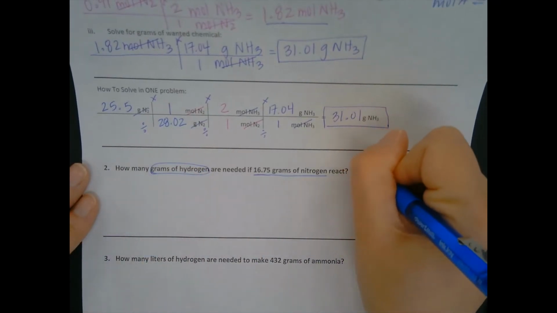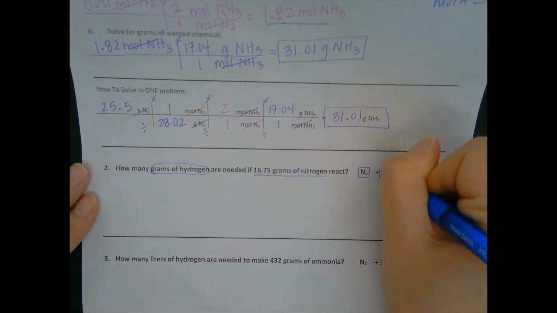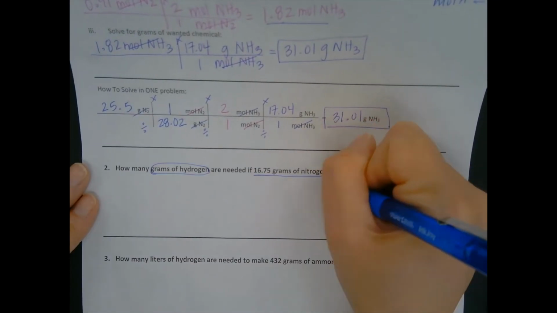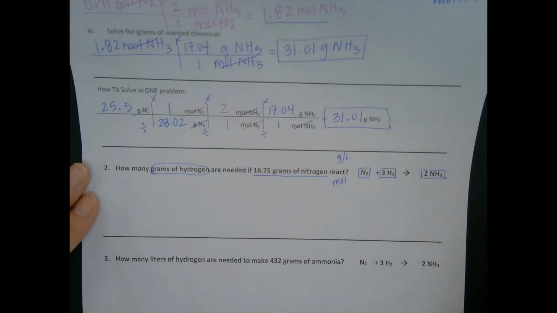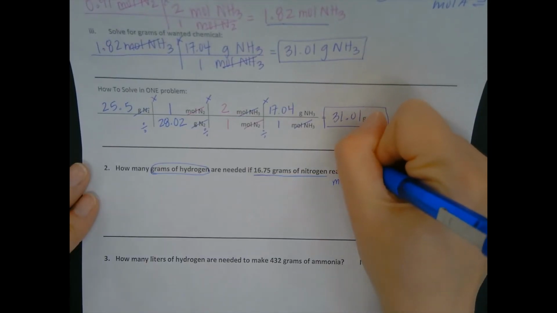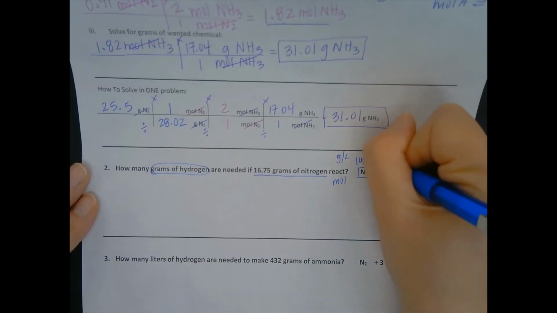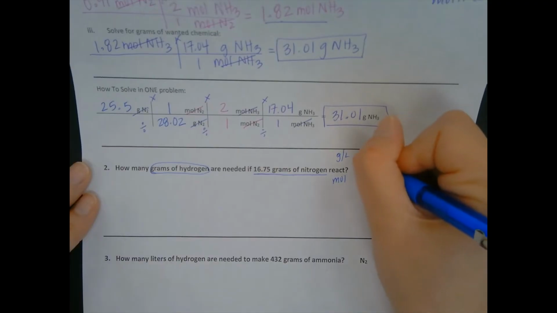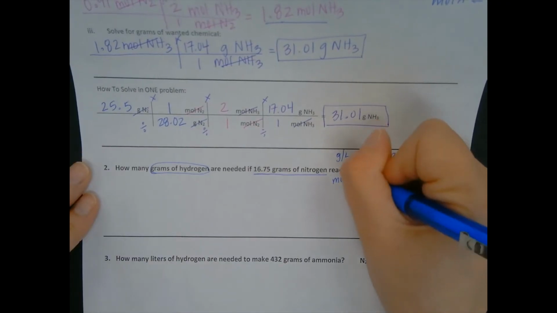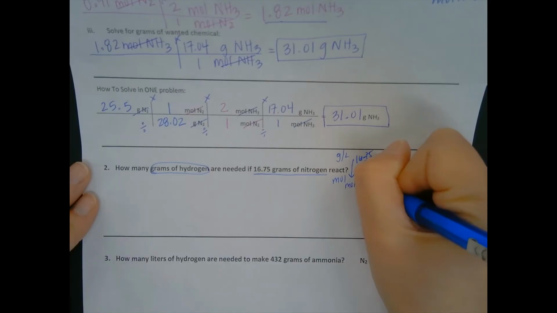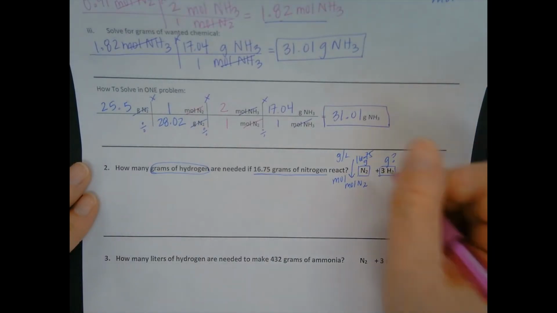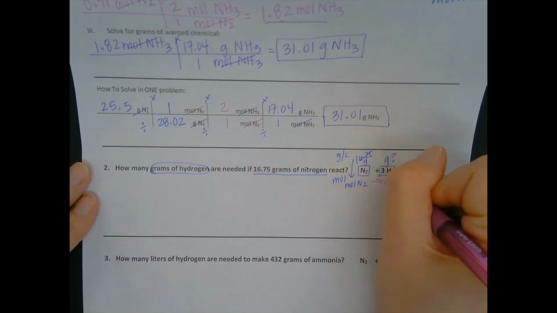All right, well, I'm going to map this out so we really clearly know where we're going. Grams and liters on the roof, moles are on the street. I'm starting with 16.75 grams of nitrogen, and I'm trying to find grams of hydrogen. So like I've done before, I can't roof jump, so my first step is to go to mole street, so moles of N2. My second step would be to walk over to mole of hydrogen.